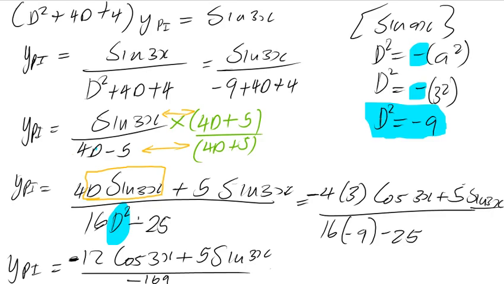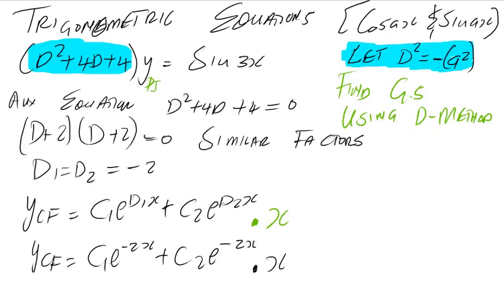Y general solution will be equals to, what is your YCF? YCF is equals to, okay, similar factors. So we're gonna combine YCF, which is C1 e to the minus 2x plus C2 e to the minus 2x. You multiply by x if they have similar factors.